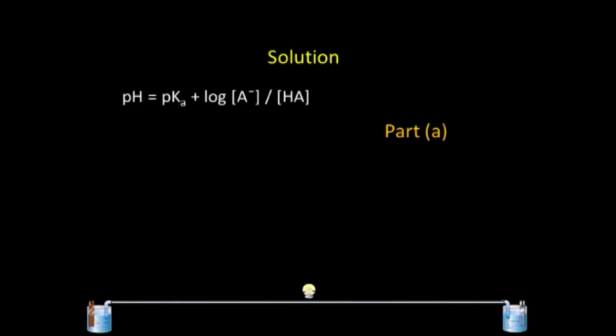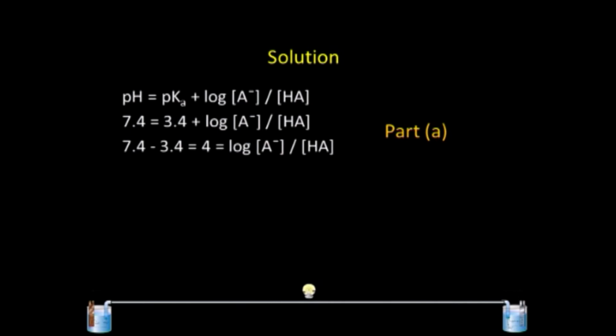Now we know the relation pH is equal to pKa plus log A minus divided by HA. pH is known, it is 7.4 and pKa is 3.4. Then we can write that 7.4 minus 3.4, which is equal to 4, is equal to log A minus divided by HA. This indicates that the ratio becomes 10 to the power 4 for A minus divided by HA.